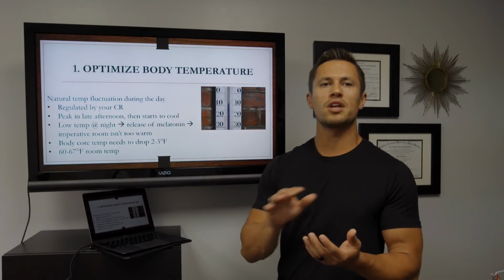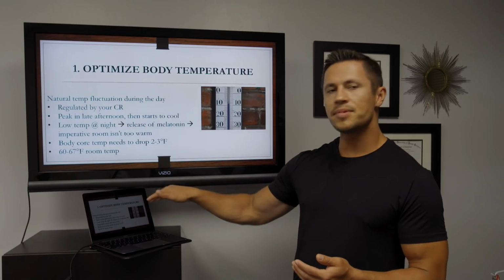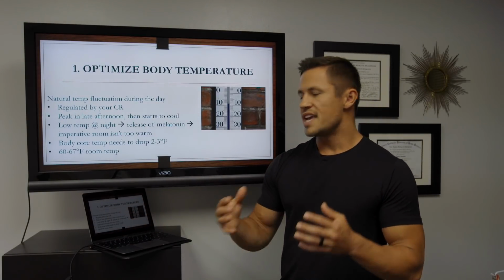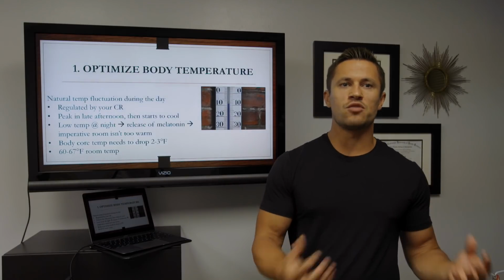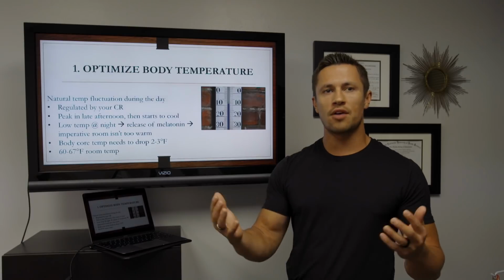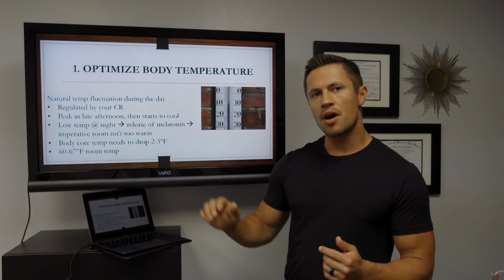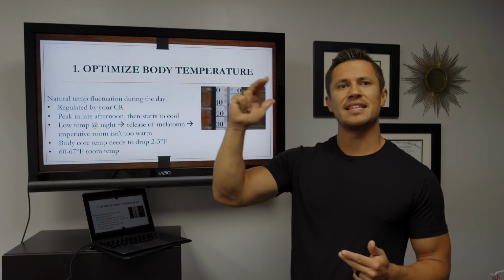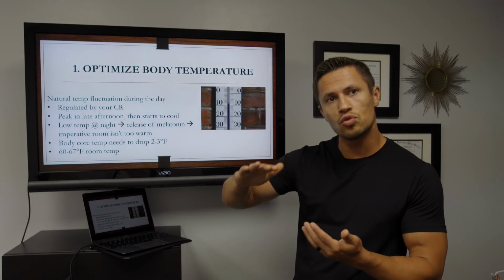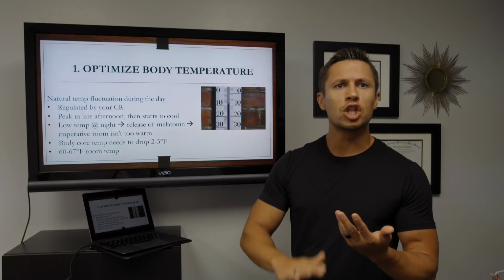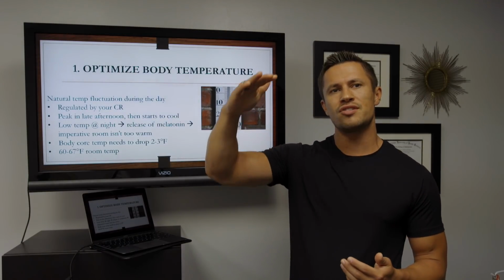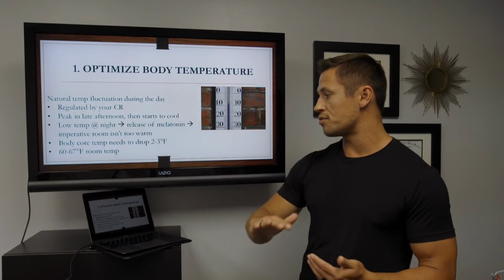So the first thing I want to talk about is how to optimize our body temperature. Now, our body temperature is regulated by our circadian rhythm. So we have these natural fluctuations of temperature throughout the day. In fact, your body temperature is at its very peak in the late afternoon, around 3 or 4, and then it goes down and starts to cool towards the evening, getting to about its low point at around 4 a.m. But the key point here is that your body temperature naturally decreases throughout the evening.